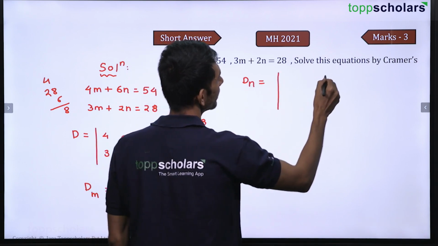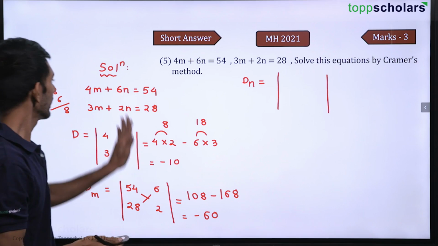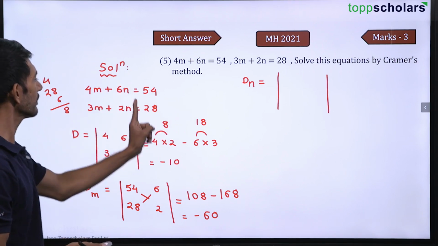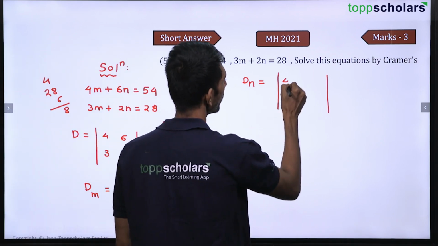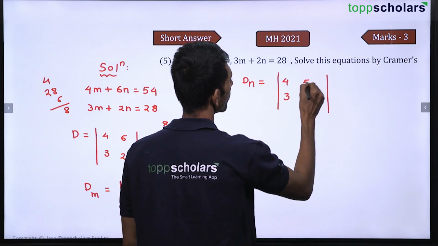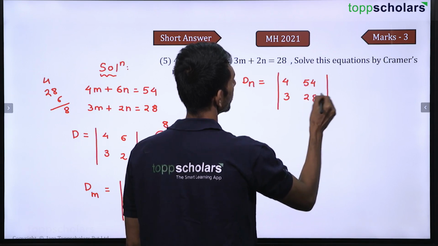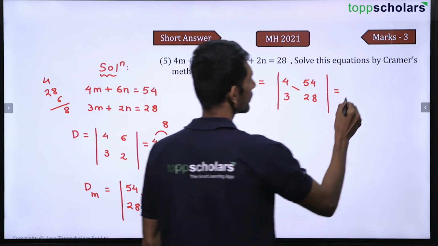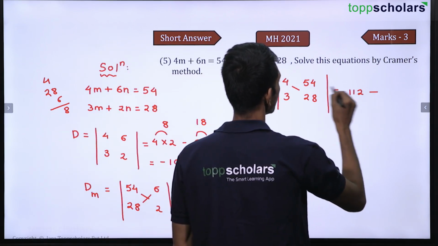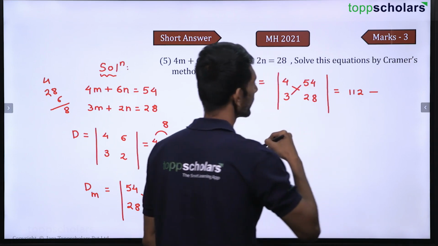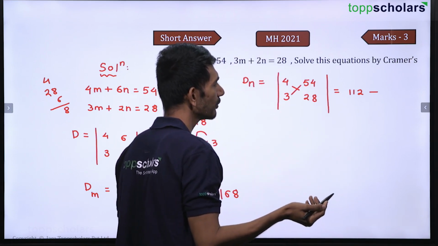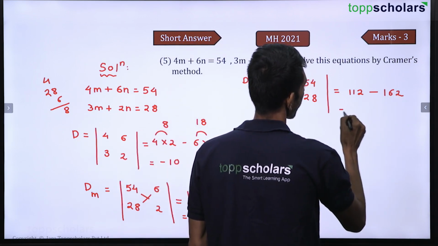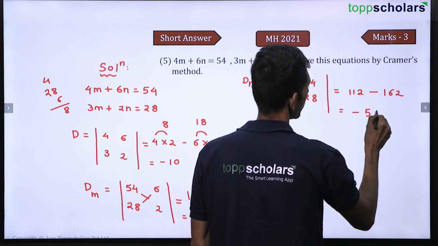Now understand again, for dn, ignore n, and write it in order 4, 3, 54, 28. We have 4, 3, 54, 28. That gives you 28 into 4. 28 into 4 is 112, minus 54 into 3. 54 into 3 is again how much? 162. That is minus 50, correct?